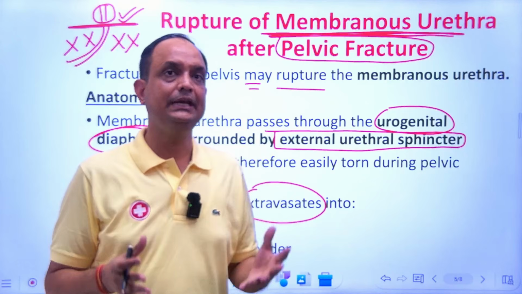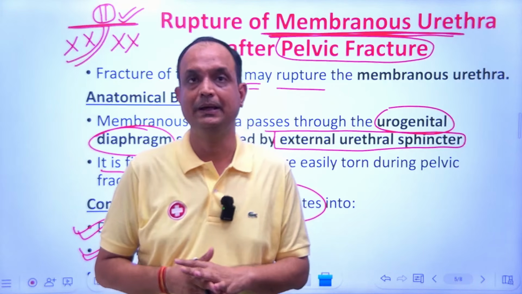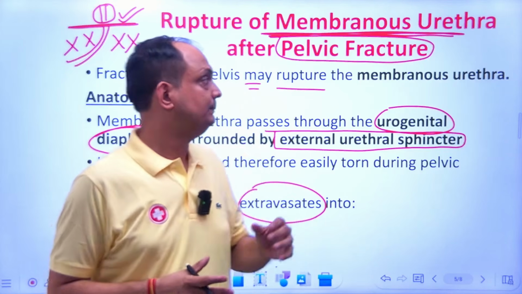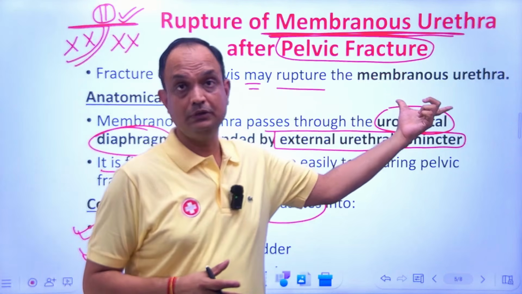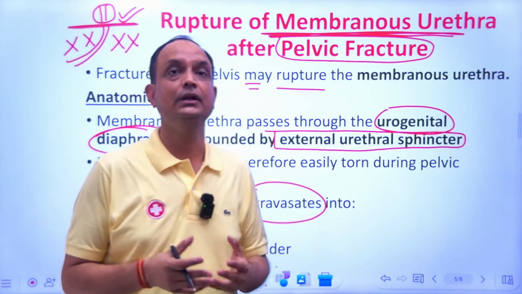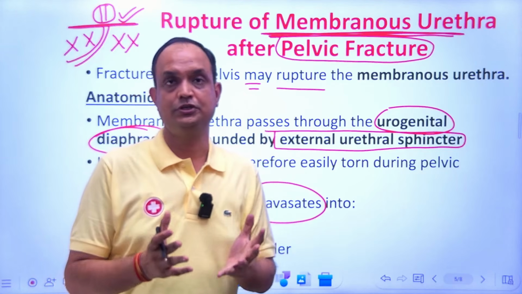Because all these areas will have the extravasation of urine if there is an injury of the perineal membrane or if there is a rupture of the penile urethra. But because it is an injury of the membranous urethra, you have to write down that basically there is a collection of urine on the deep side. Deep side means around the bladder, around the prostate.